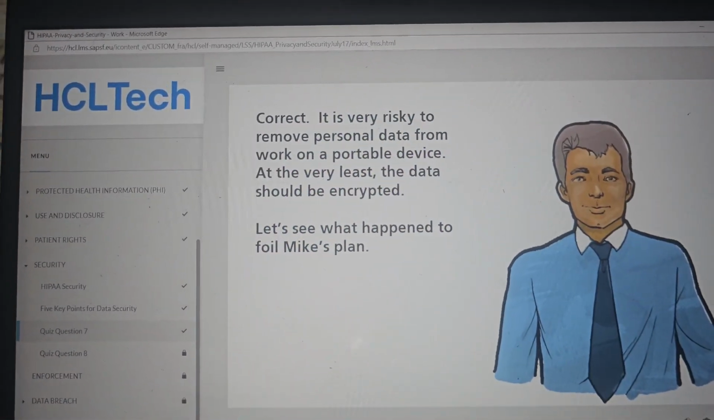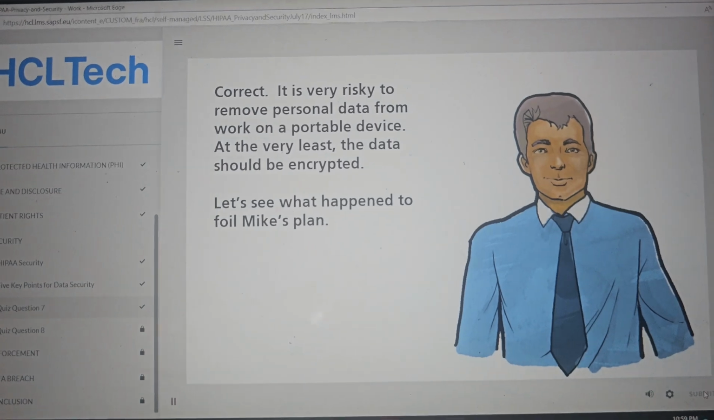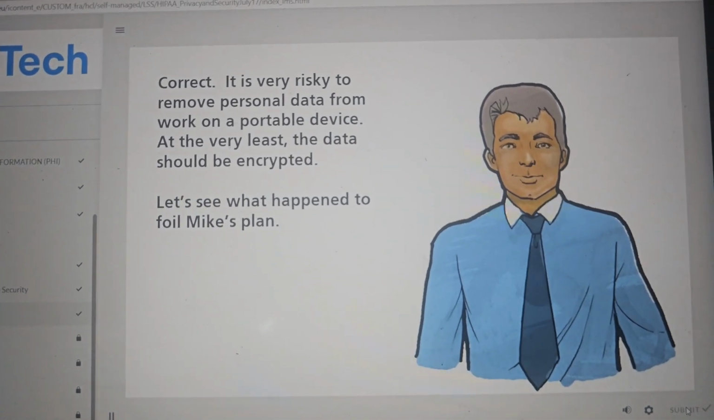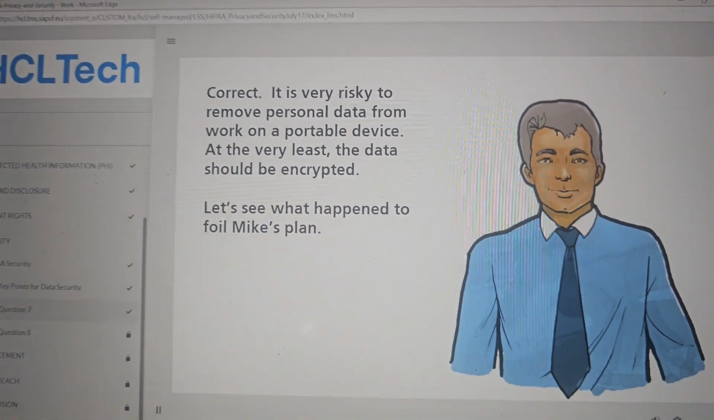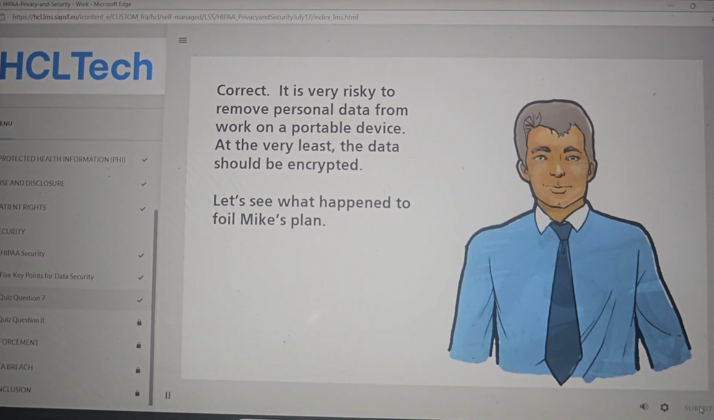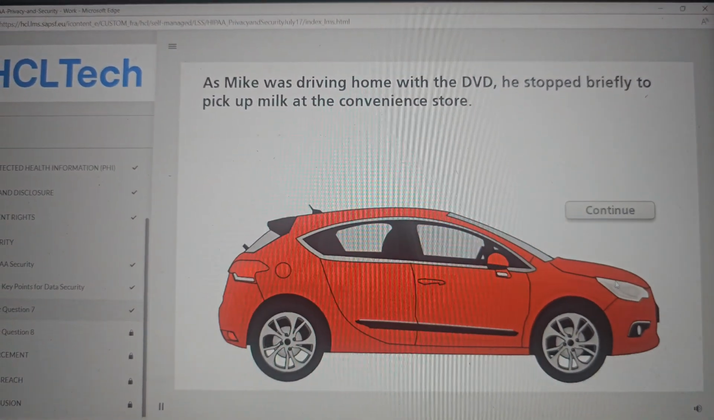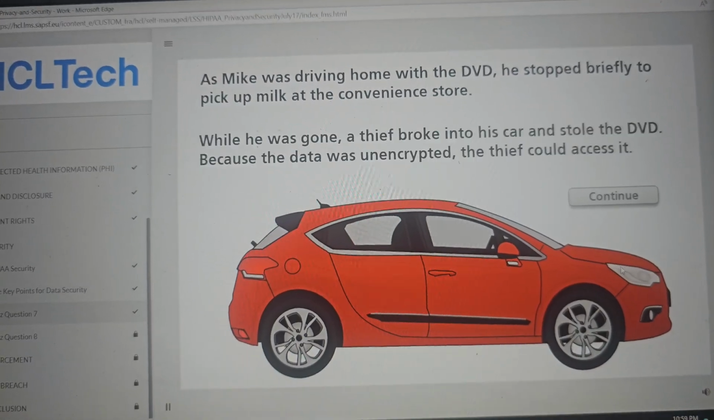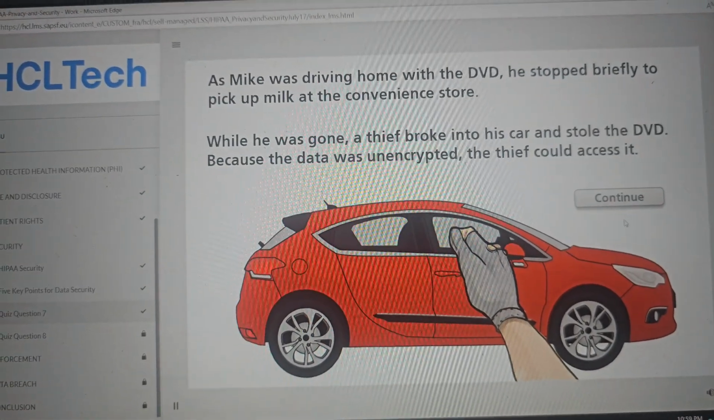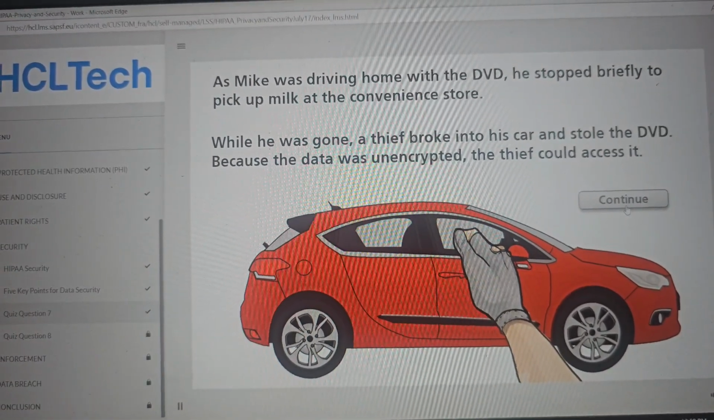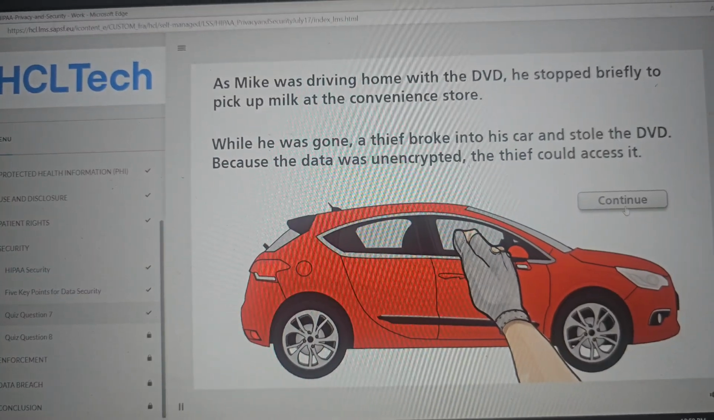Correct. It is very risky to remove personal data from work on a portable device. At the very least, the data should be encrypted. Let's see what happened to foil Mike's plan. As Mike was driving home with the DVD, he stopped briefly to pick up milk at the convenience store. A thief broke into his car and stole the DVD. Because the data was unencrypted, the thief could access it.